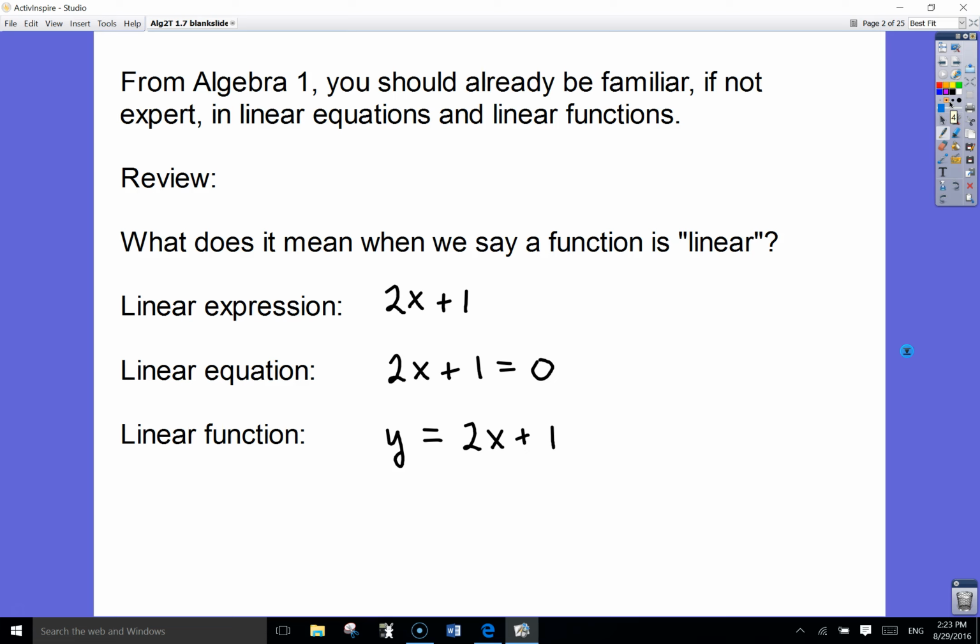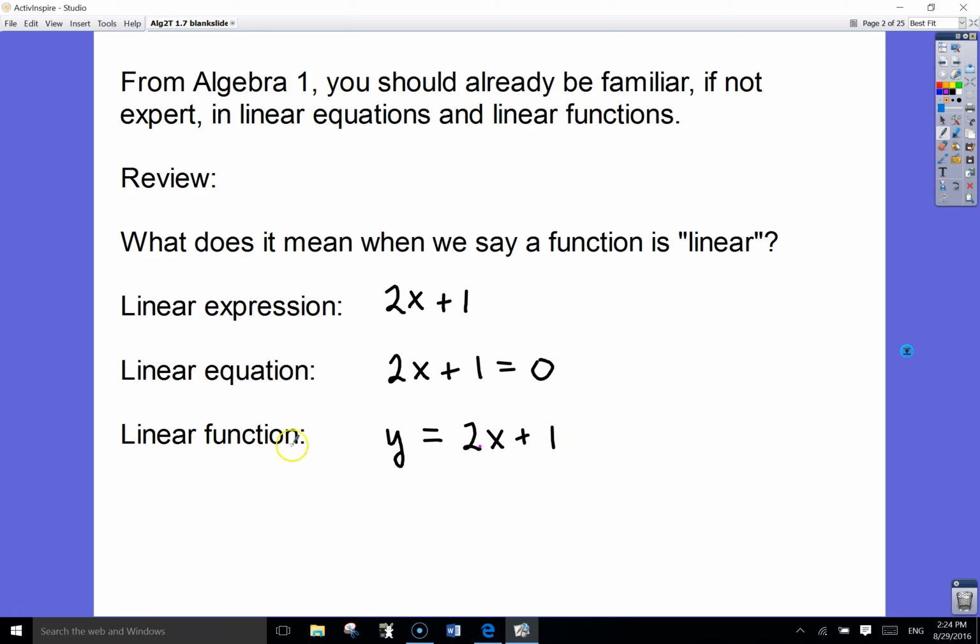But remember the difference between an expression, an equation, and a function. An expression does not have an equal sign. An equation has an equal sign. And a function has a y equal sign. Okay, so expressions are things that we can simplify, right? An equation is something that we can solve, and functions are something that we can graph.